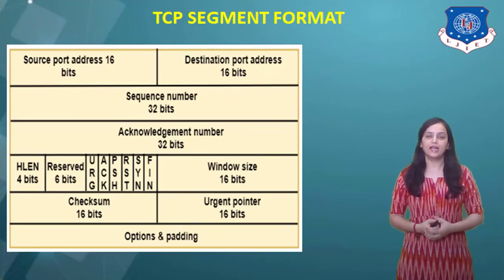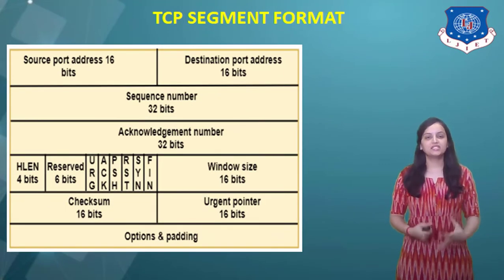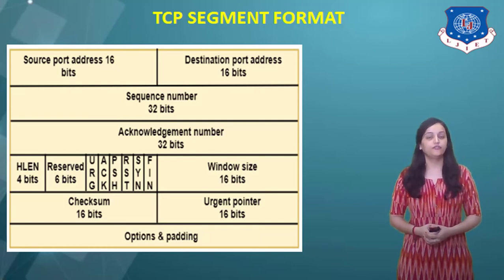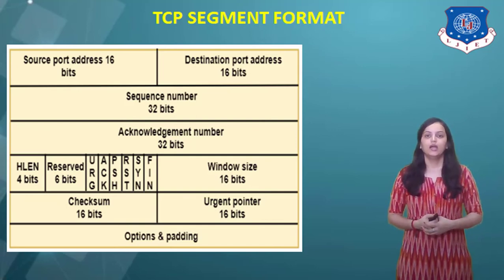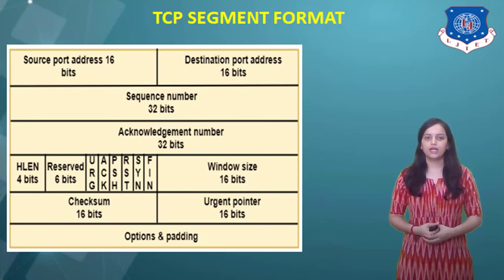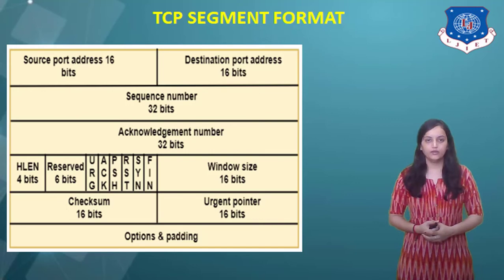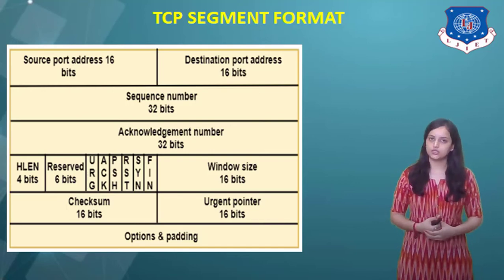The next is the header length field. It specifies the size of the TCP header in 32-bit words. The minimum size of the header is 5 words and the maximum size of the header is 15 words. Therefore, the maximum size of the TCP header is 60 bytes and the minimum size of the TCP header is 20 bytes. Next is the reserved field. It is a 6-bit field which is reserved for future uses.